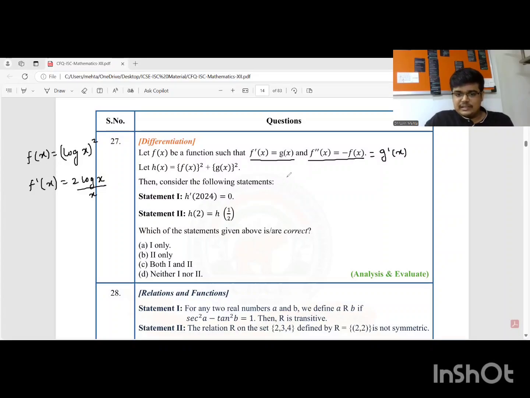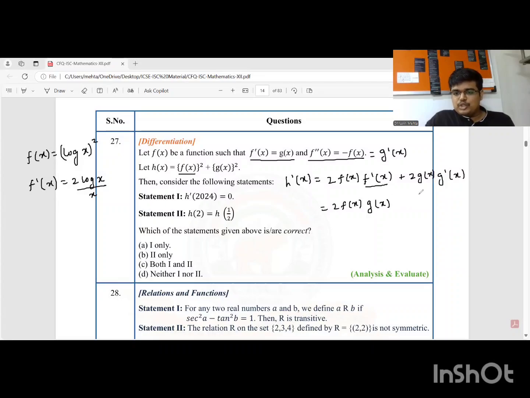Similarly, students, in this case, derivative of h, see f of x the whole square, derivative of that will become 2f of x. And with chain rule, we'll multiply it with derivative f dash x. Same for g of x the whole square, it will become 2 times g of x, and derivative of g will be g dash. We'll keep solving this, students. Now, do we know what is f dash x in this question? Yes, it is given, it is g of x, so I'll replace it with g of x.